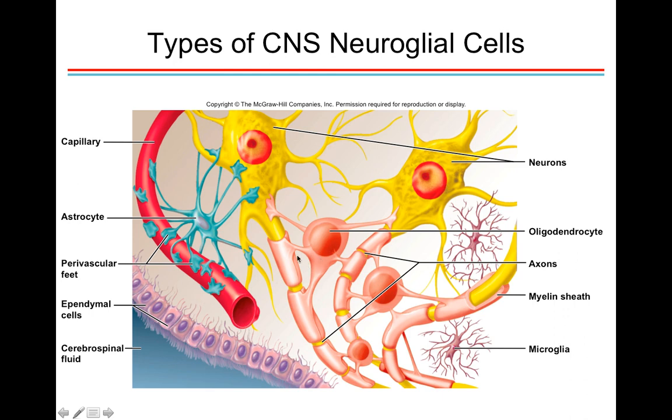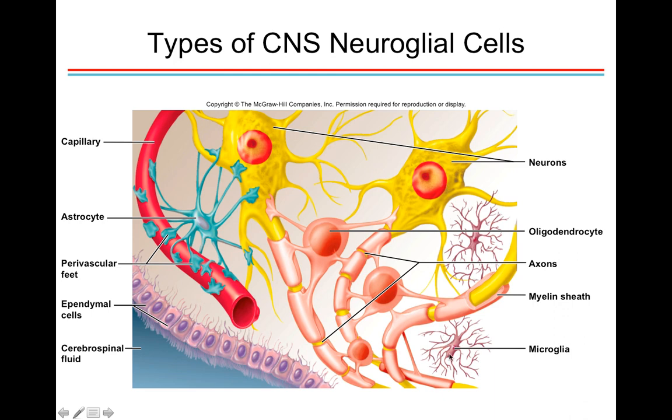So for oligodendrocytes, one oligodendrocyte can actually have multiple extensions that can wrap myelin around different axons. So here's one portion, here's another portion of the same axon. But you can also see over here, there's a different axon that has the myelination. So these oligodendrocytes are really important, and they can put myelin sheath on multiple portions of one axon, or even reach to multiple axons in the vicinity.